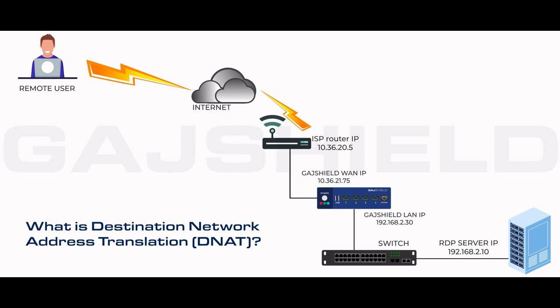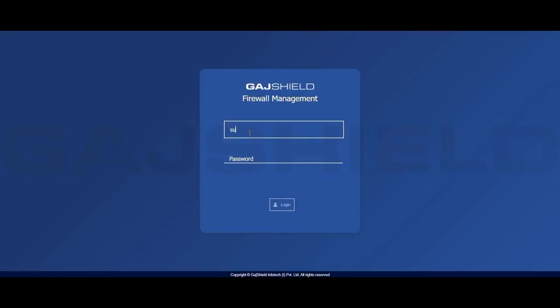For instance, today we will set up remote desktop service access from the internet to our internal server with the IP address 192.168.2.10. The service hosted on this server will be accessible using the IP address 10.36.21.75. To configure, first log in to the firewall using superuser and password.